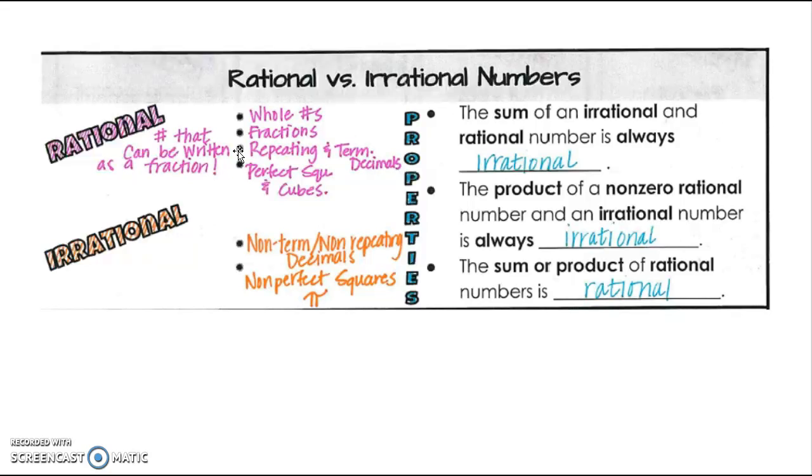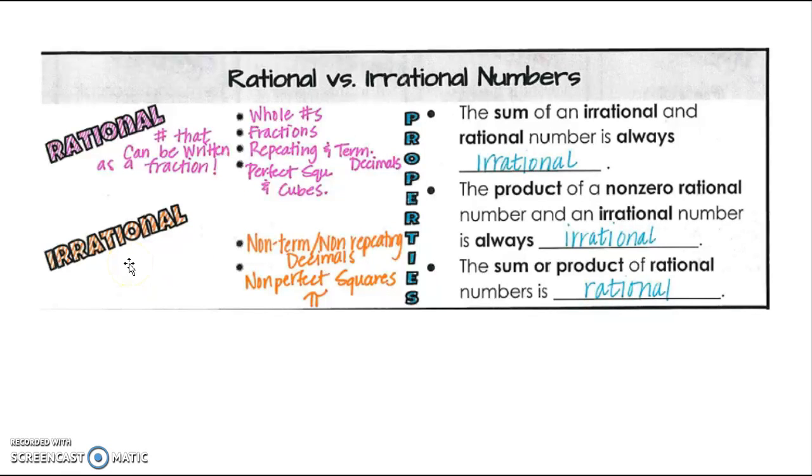Another example of a rational number are your perfect squares and your perfect cubes. We didn't really talk about cubes in our class, but that's okay. Perfect squares are your numbers like 16, 25, 36. There are many, many others. Those are your numbers that have a perfect square root. When you plug it into the calculator, it works out pretty.